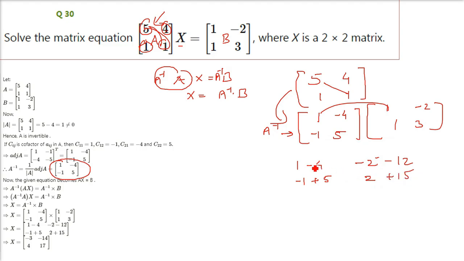So what do you get? The first one is negative 3. This is negative 14. 5 minus 1 is 4, and 2 plus 15 is 17. So this is your X.